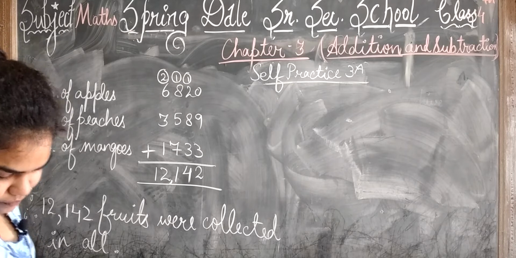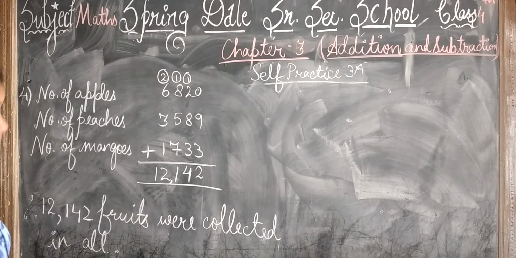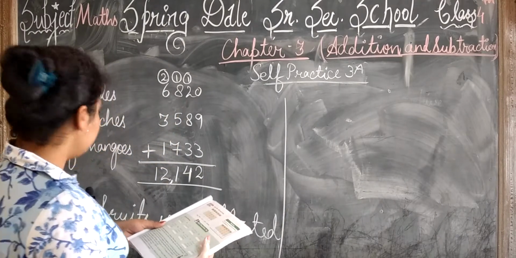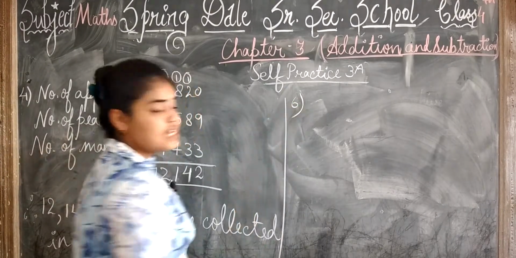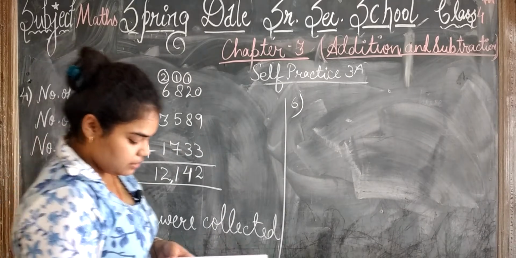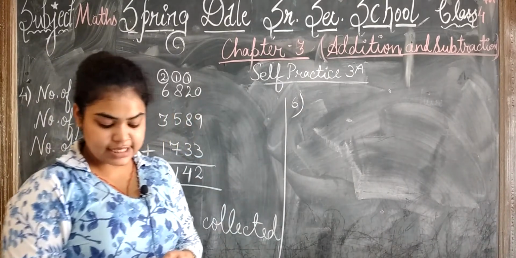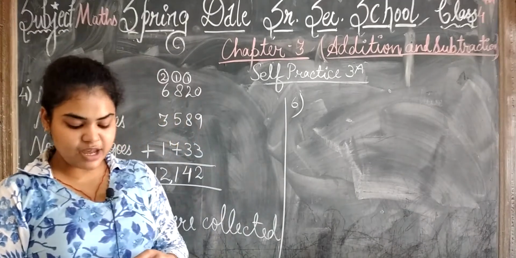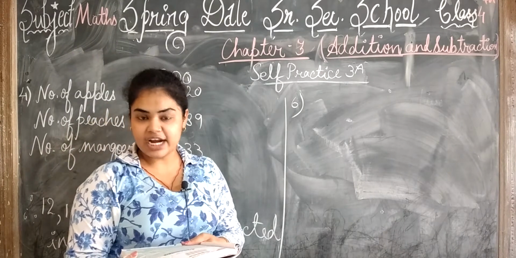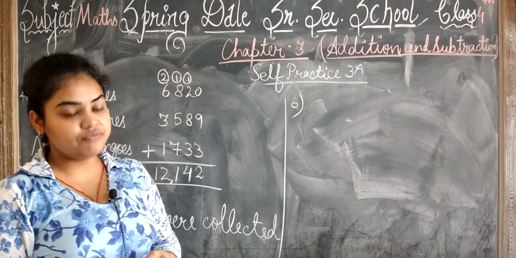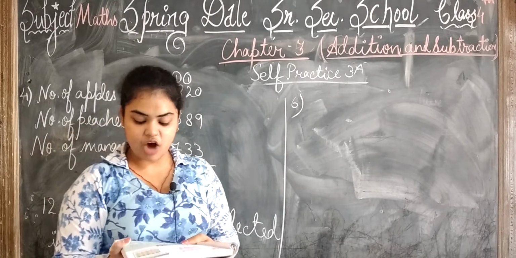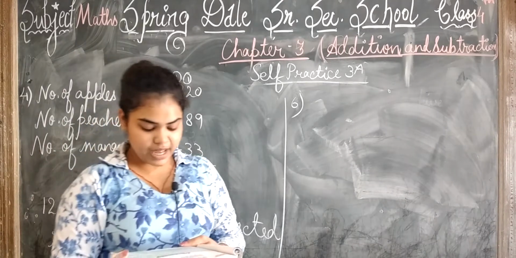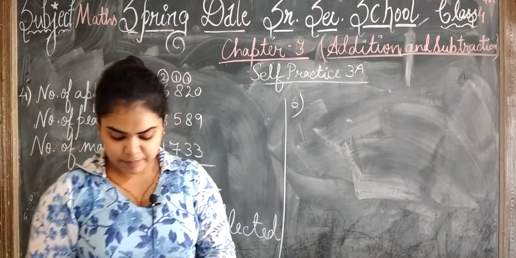Now we have question number 6. A factory manufactured 6,754 ink pens. Now how many ink pens is the factory manufacturing? 6,754 and 3,598 ball pens. And how many ball pens in a month? 3,598. How many pens did the factory manufacture in a month?